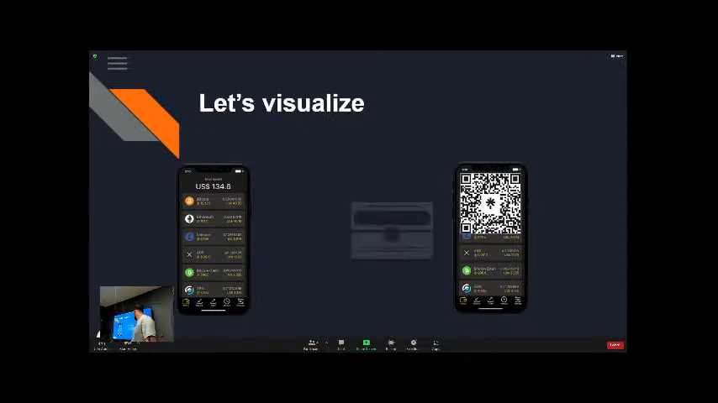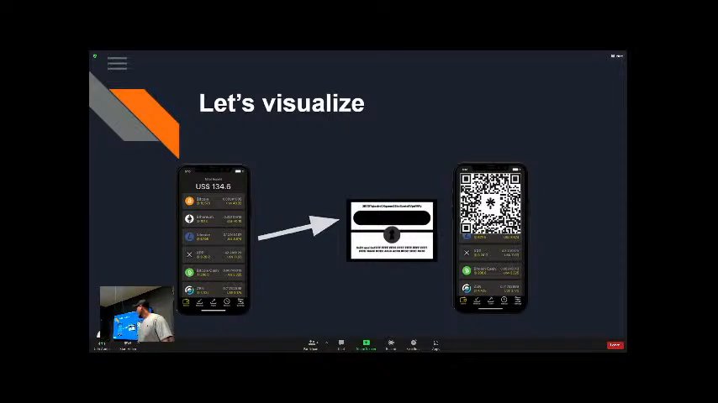So this is just a visualization here. If you're sending Bitcoin, you're going to send it to their public address. Again, that's that opening in the Dropbox that anyone has access to, and that can be done by either scanning or putting in the public address, which looks like this.